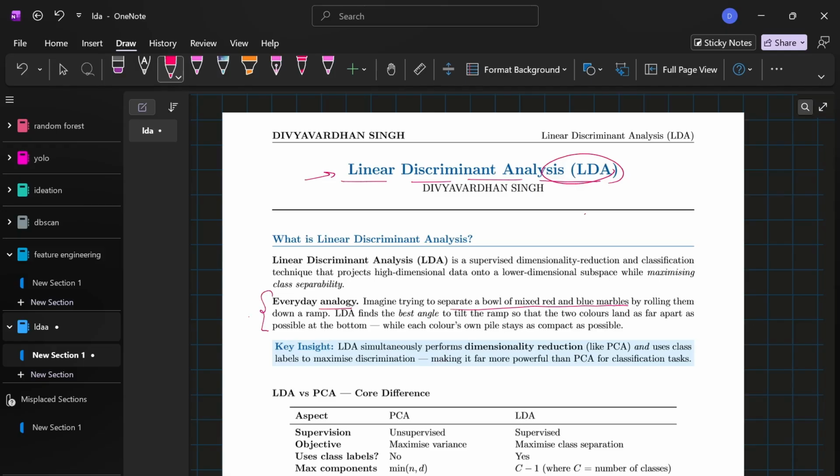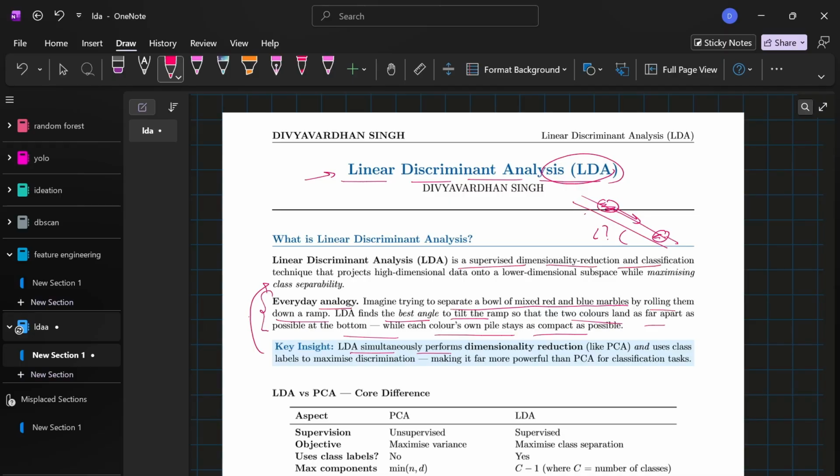Okay, so here's a real intuition about it. Imagine you have a bowl of mix of red and blue marbles, and you have to separate them out. You roll them down a ramp. Now the angle you tilt the ramp matters a lot. If you tilt it at the wrong angle, then both of them land in the same pile. LDA is the algorithm that can find the perfect angle for this, the one that makes the red marbles land as far from the blue marbles as possible, while keeping each of the other columns having its own pile tight and compact. Okay, so that's LDA in a nutshell.